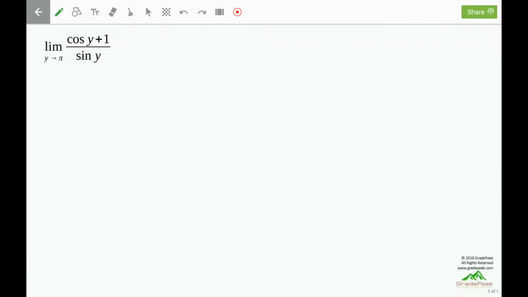Limit as y goes to pi of the cosine of y plus 1 divided by the sine of y. The first thing we're going to do is try plugging in pi for each of the y's. That'll give us the cosine of pi plus 1 divided by the sine of pi. The cosine of pi is a negative 1, plus 1, and then the sine of pi is a 0. Negative 1 plus 1 is a 0, and we have the 0 over 0 indeterminate form.